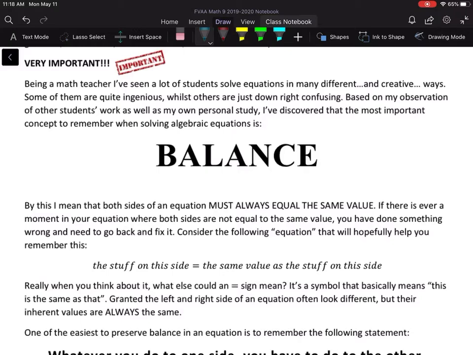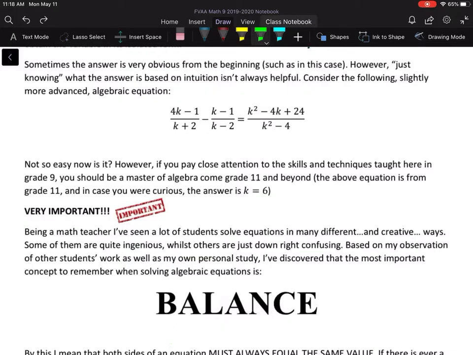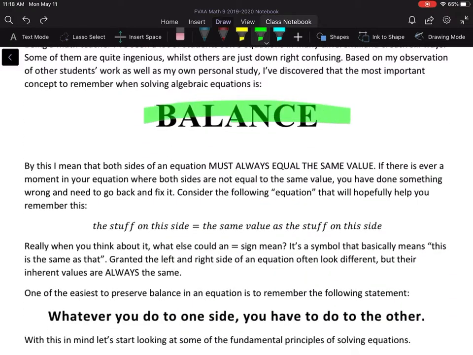So being a math teacher, I've seen a lot of students solve equations in many different and creative ways. Some of them are quite ingenious, while others are just downright confusing. Based on my observation of other students' work as well as my own personal study, I've discovered that the most important concept to remember when solving algebraic equations is balance.